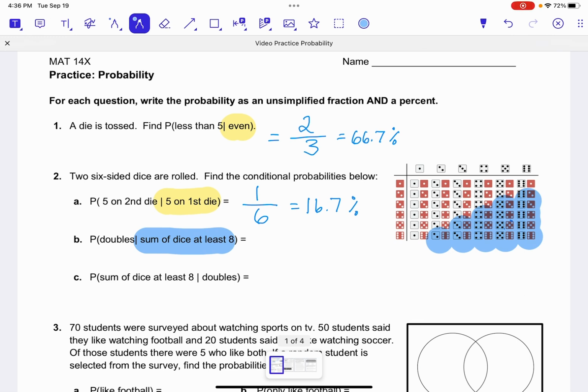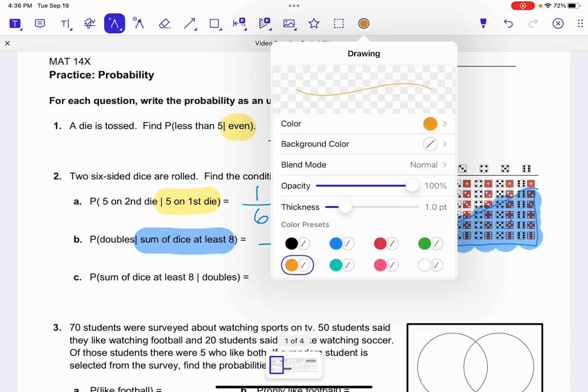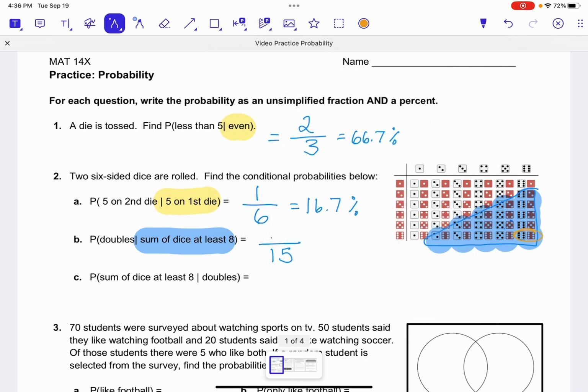And so we end up with these are all of our possible things. We got 1, 2, 3, 4, 5, 6, 7, 8, 9, 10, 11, 12, 13, 14, 15 different combos that end up with a sum of at least 8. Now, how many of those are actually doubles? If we go through, we have 6 and 6, 5 and 5, and 4 and 4. So there are 3 that end up being doubles. So we have 3 out of 15, which ends up being 20%.